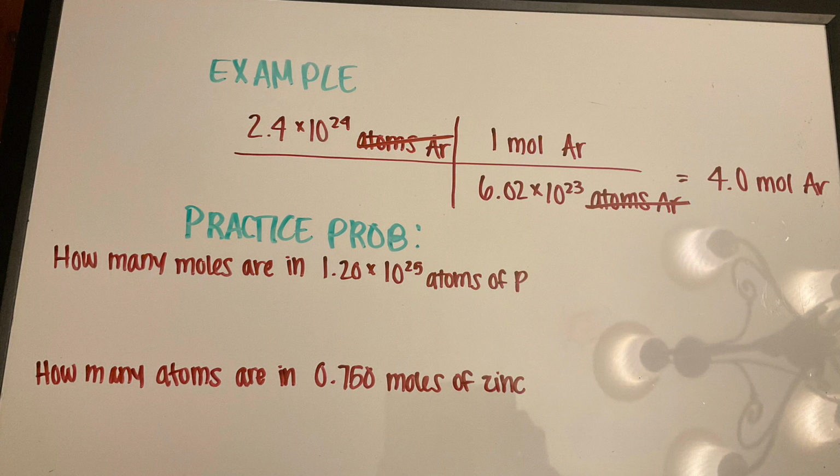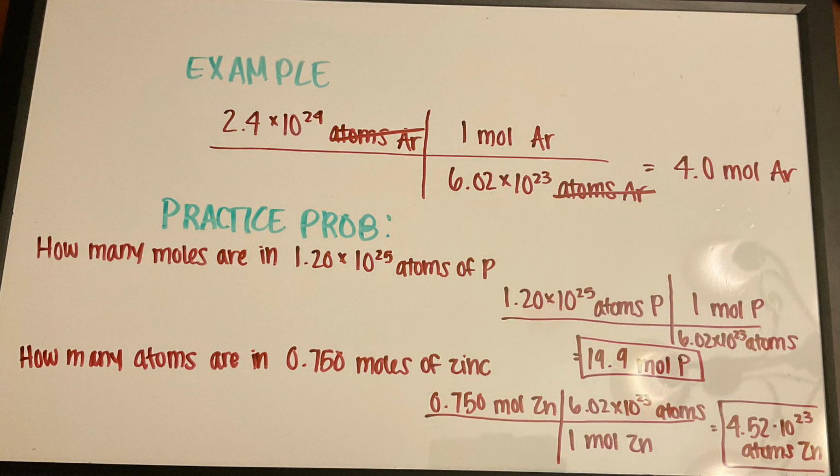For practice problems, try how many moles are in 1.2 times 10 to the 25th atoms of phosphorus and how many atoms are in 0.750 moles of zinc. Pause the video and try. Here are the solved practice problems.